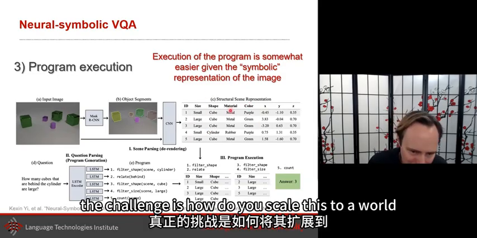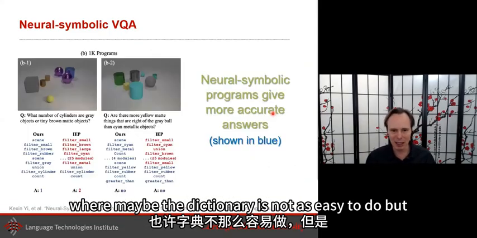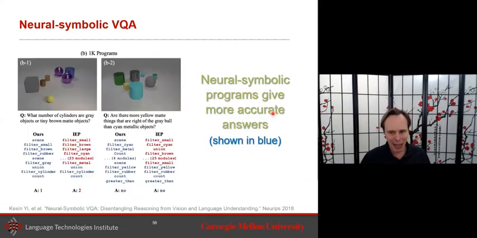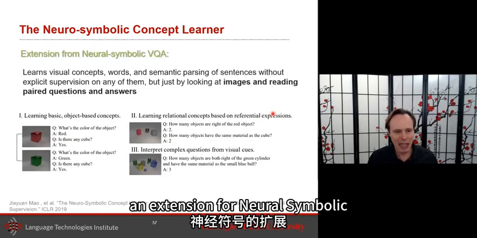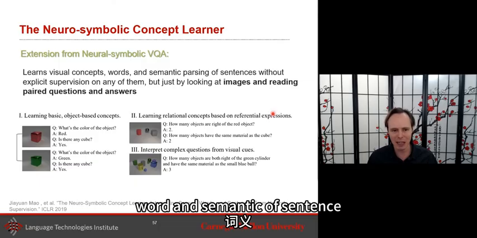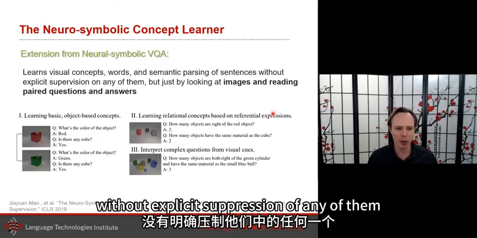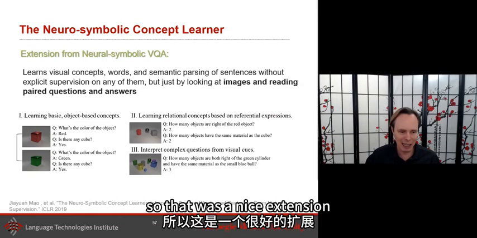The challenge is, how do you scale this to a world where maybe the dictionaries are not as easy to do? But I leave it to you guys, in your project, to maybe explore that. An extension for neural symbolic was to learn visual concepts, words, and semantics of sentences without explicit supervision of any of them, just by looking at images and reading the questions. So that was a nice extension.